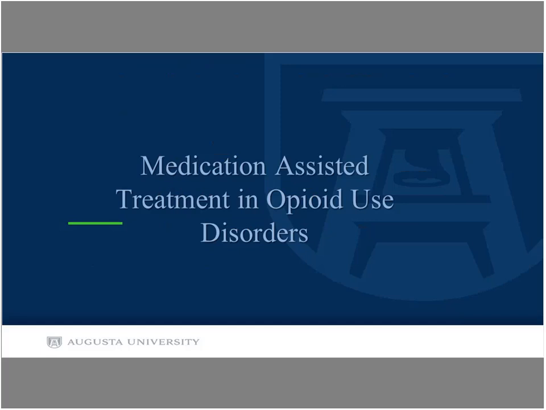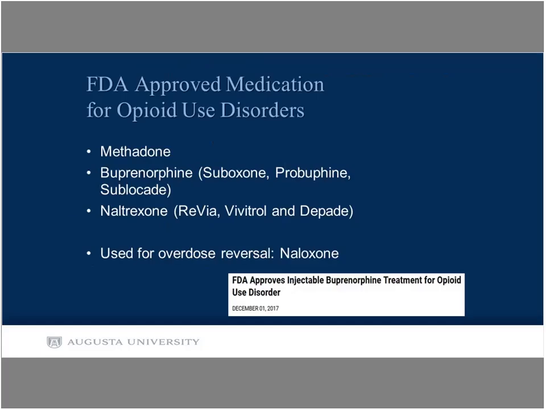So, medication-assisted treatment in opioid use disorders. There are 3 FDA-approved medications for opioid use disorder: methadone, buprenorphine, and naltrexone, and then naloxone is used to reverse overdoses. And just recently, this was December of 2017, so in the last 6 or 7 months, the FDA approved an injectable buprenorphine treatment for opioid use disorder, called Sublocade, which I have listed here under buprenorphine.